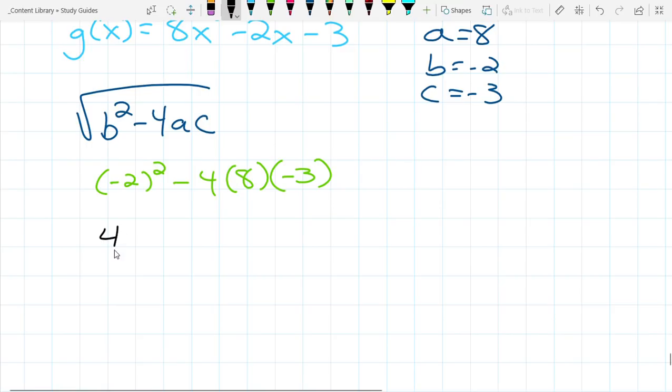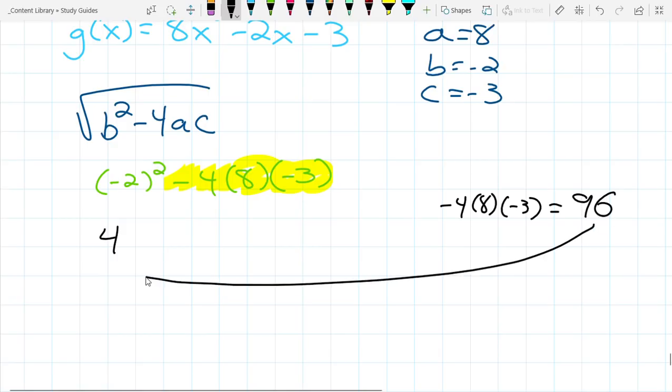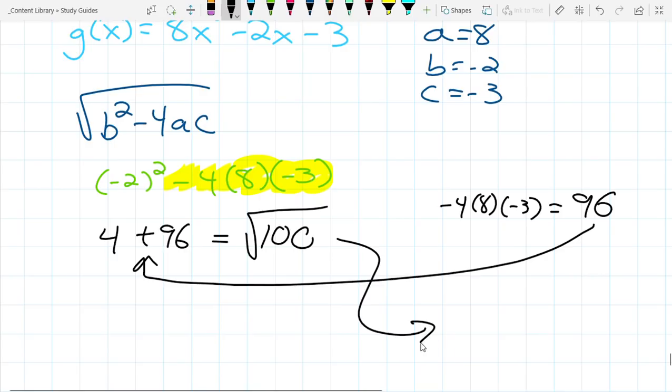Negative 2 squared is 4. When I multiply, I like to use that minus sign. So negative 4 times 8 times negative 3 is a positive 96. Since it's positive, I write plus 96, which means I'm going to get 100. If I take the square root of 100, I will have 2 x-intercepts because you have the positive and the negative.